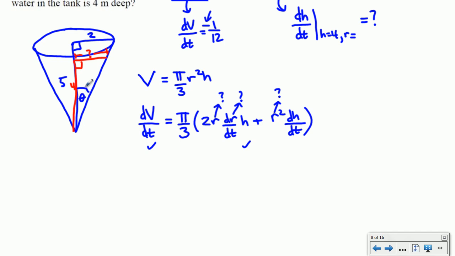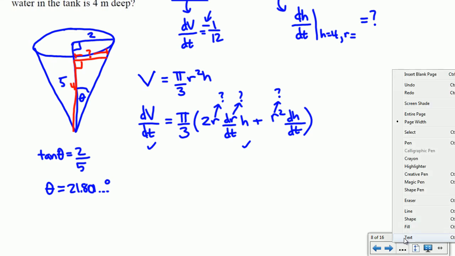In order for us to figure out this angle, we have the opposite, we have the adjacent. So tan theta is opposite over adjacent, 2/5. We can solve for theta here. We end up with 21.801 and so on degrees. So that's great. That's a good initial step.